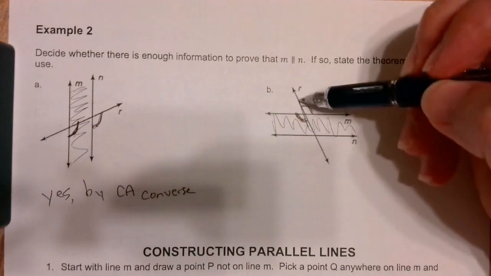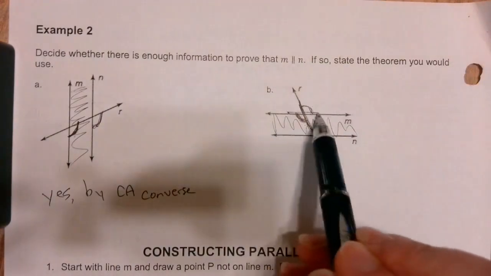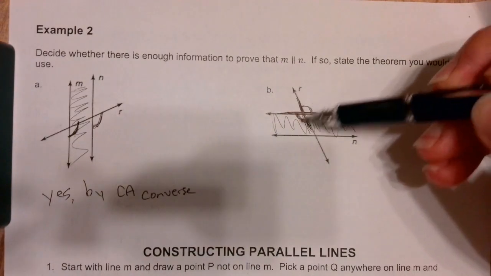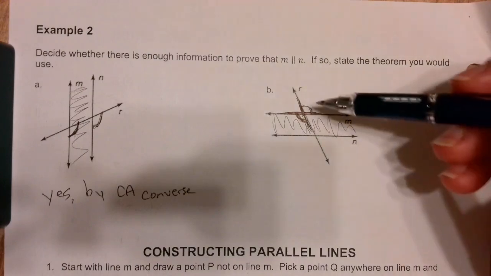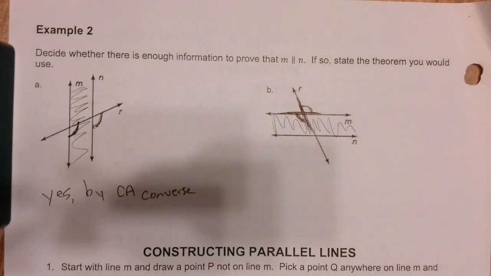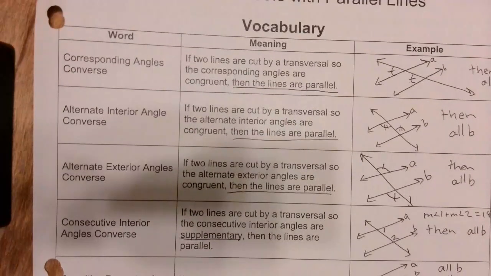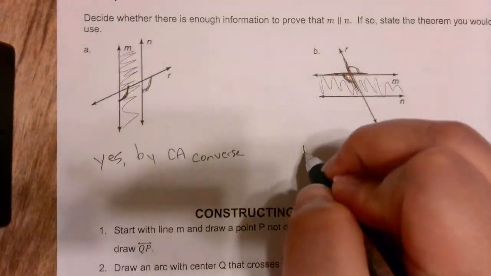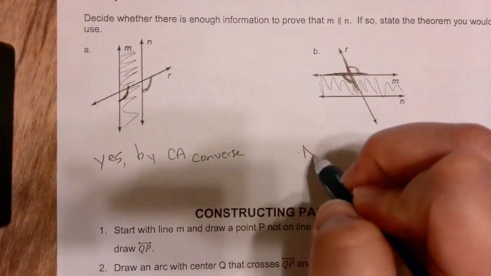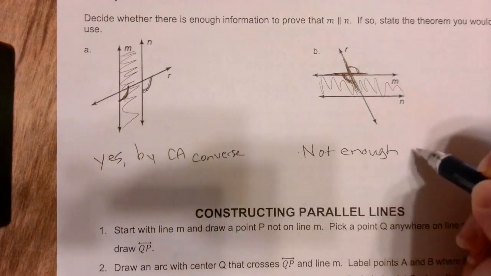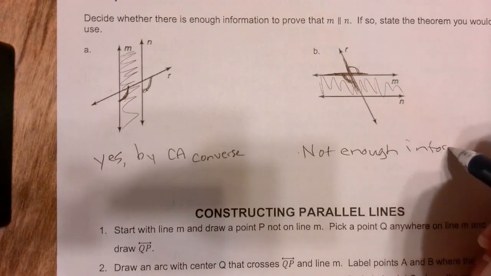But if you look at it, right here, we have an X. And they are on opposite parts of the X. These are vertical angles. Were vertical angles one of our rules, one of our converses? It was not. So here, there is not enough information. And the question is why?